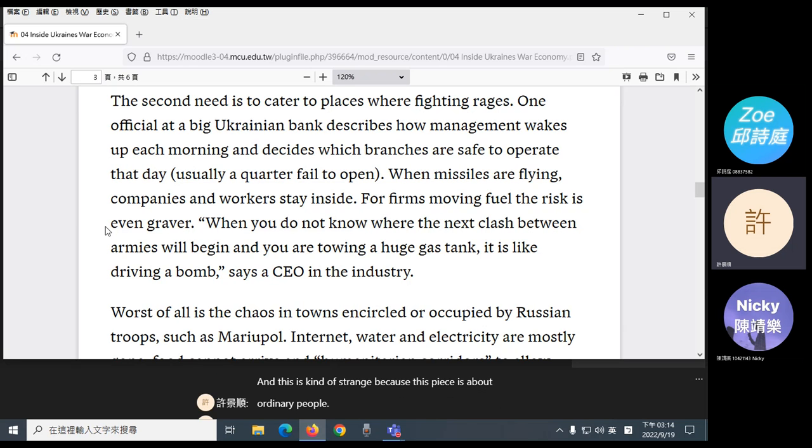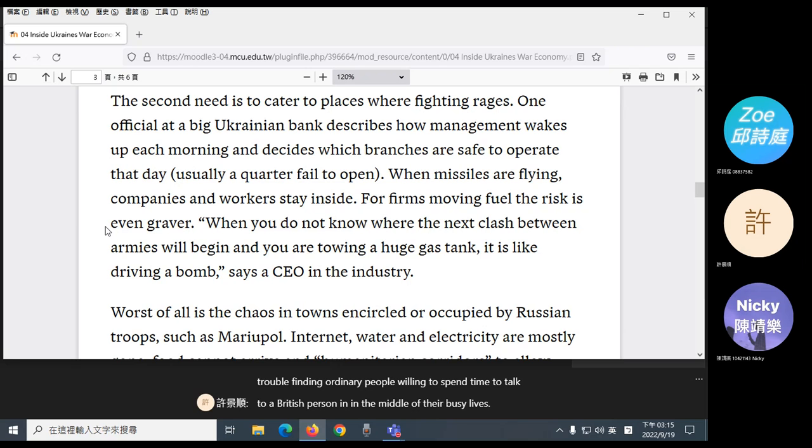And I think there are probably two main reasons why this is the case. The first is probably because it's in the middle of a war. Everybody is busy. And so the journalist may have had some trouble finding ordinary people willing to spend time to talk to a British person in the middle of their busy lives.